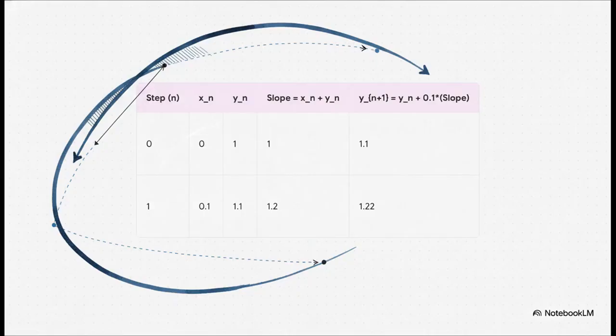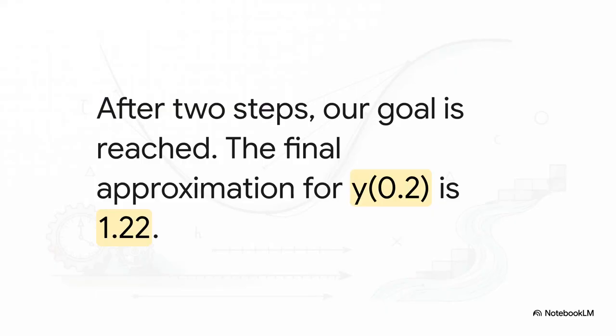And now we just repeat the process. Our new starting point is x equals 0.1 and y equals 1.1. So, what's the new slope? 0.1 plus 1.1 is 1.2. Back to the formula. Our next y is our current y, 1.1, plus the step size, 0.1, times our new slope, 1.2. A little multiplication and addition later, and we land on 1.22. And there we have it. After just 2 steps, we've arrived at x equals 0.2, and our estimate for y is 1.22.